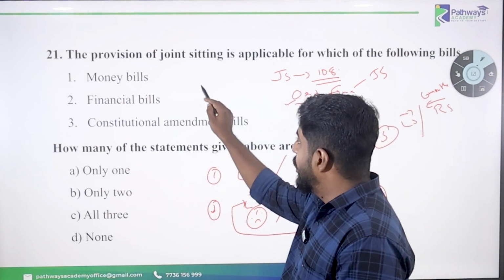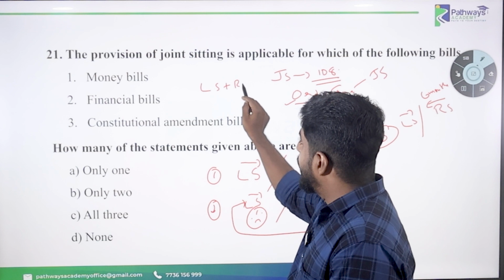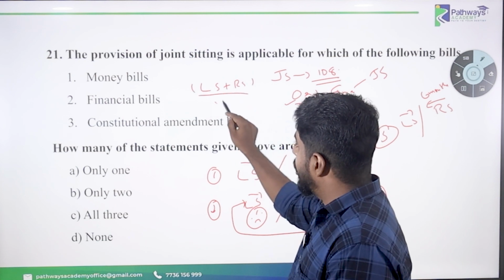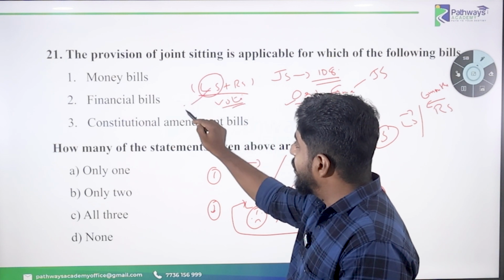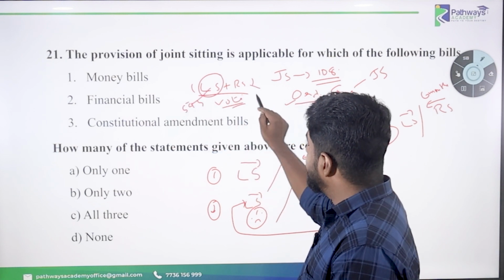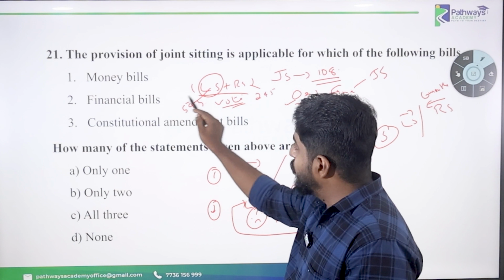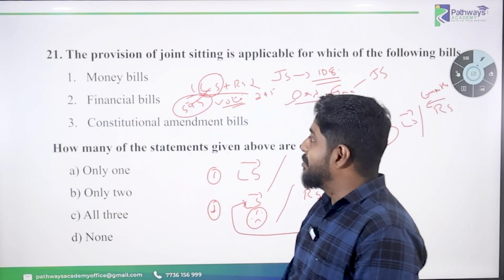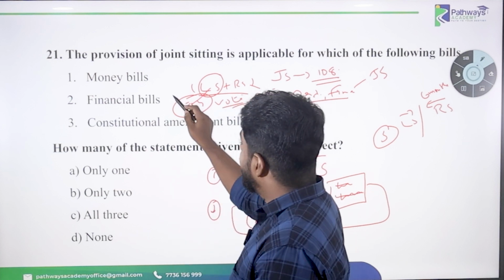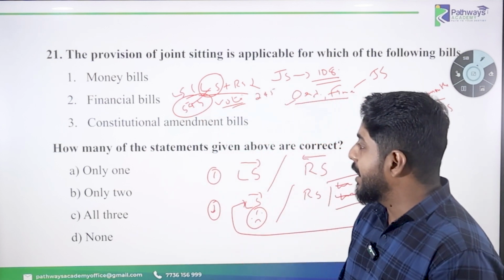What is joint sitting? Lok Sabha plus Rajya Sabha come together, sit together, talk and vote. But this is highly political in nature. Why? Because Lok Sabha has 543 members, Rajya Sabha has 245 members. Whose opinion will be predominant if there is a voting? It's a big trick, big game, isn't it? Lok Sabha's decision will be predominant. Fine.